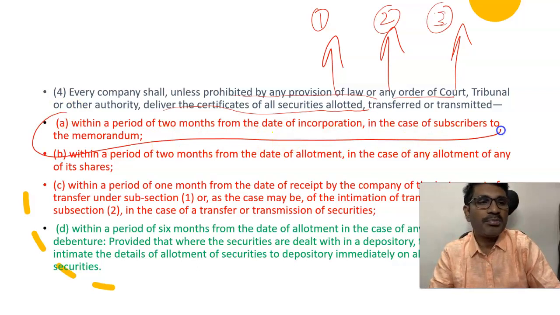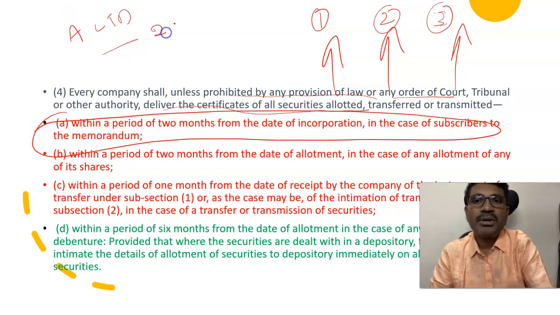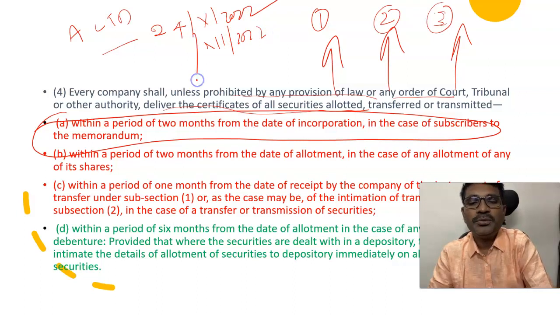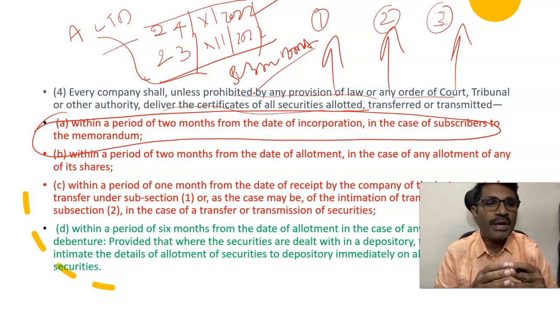Again, the fundamentals of company law has come back. If the A Limited is incorporated, say for example, 24/10/2022, within 2 months means, right, 12/2022, right, 23. Within 2 months, it has to give it to the subscribers of MOA. So that law provides the 2 months duration for the allotment of the shares.